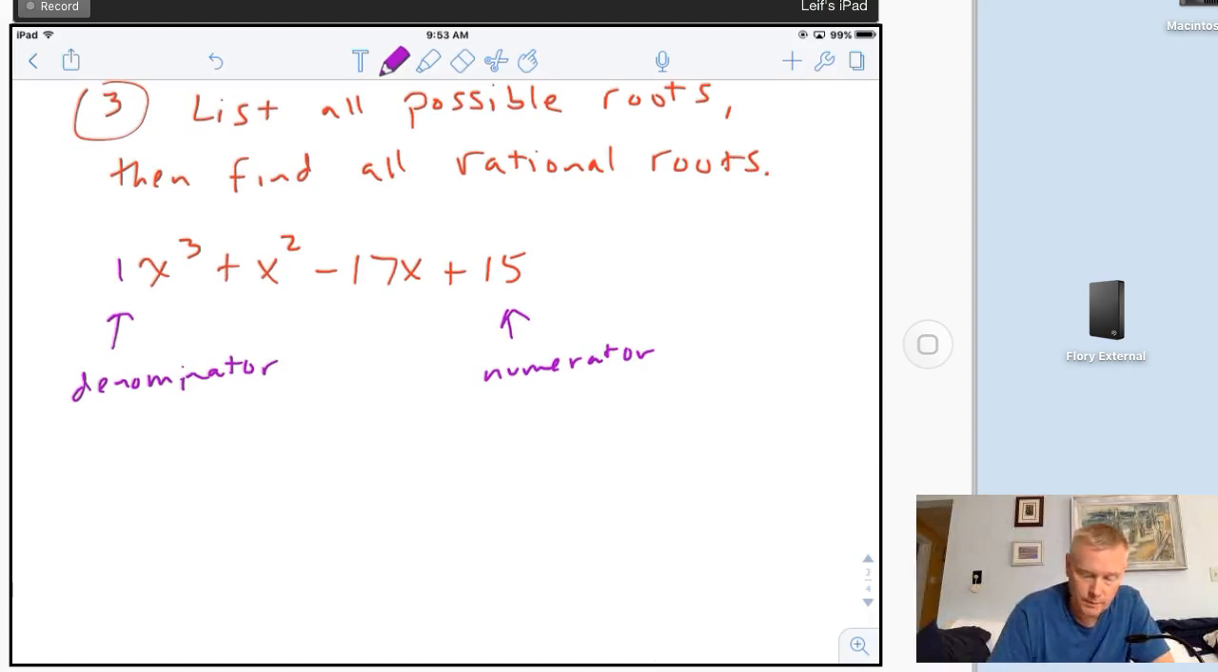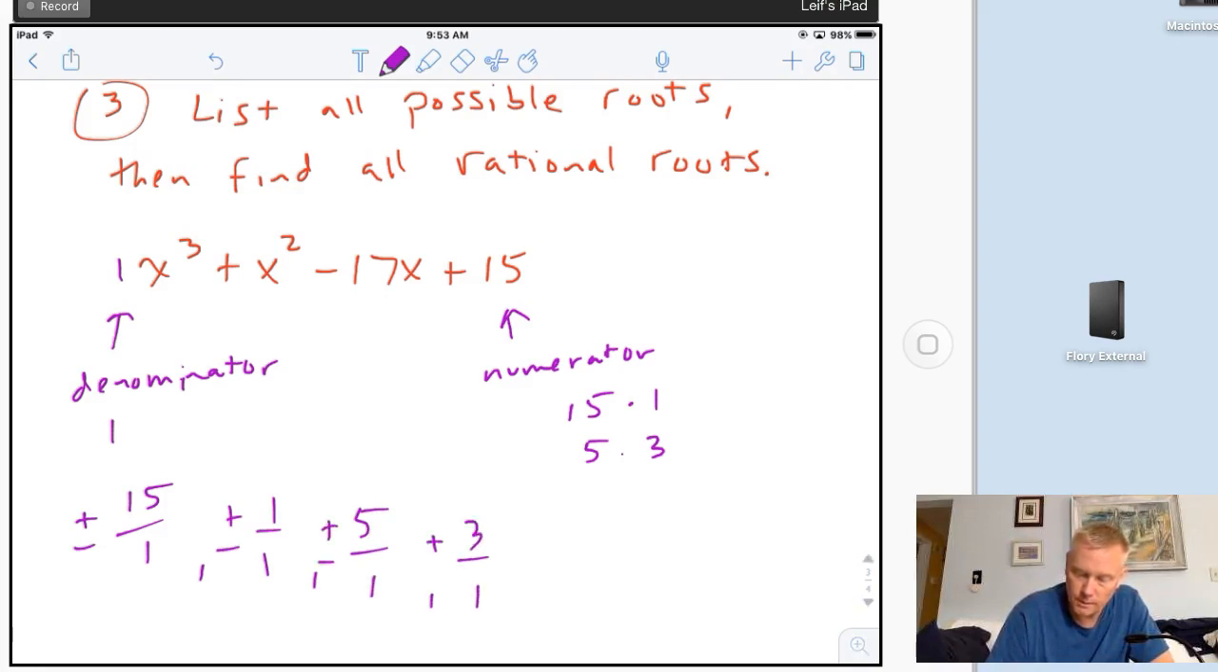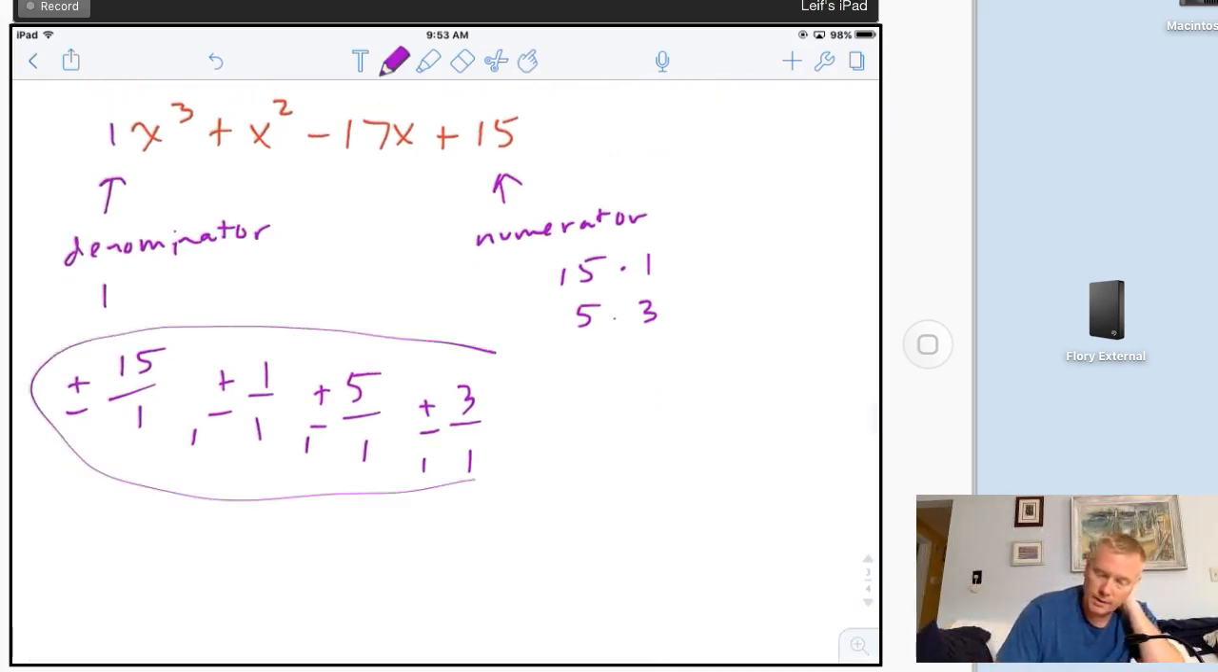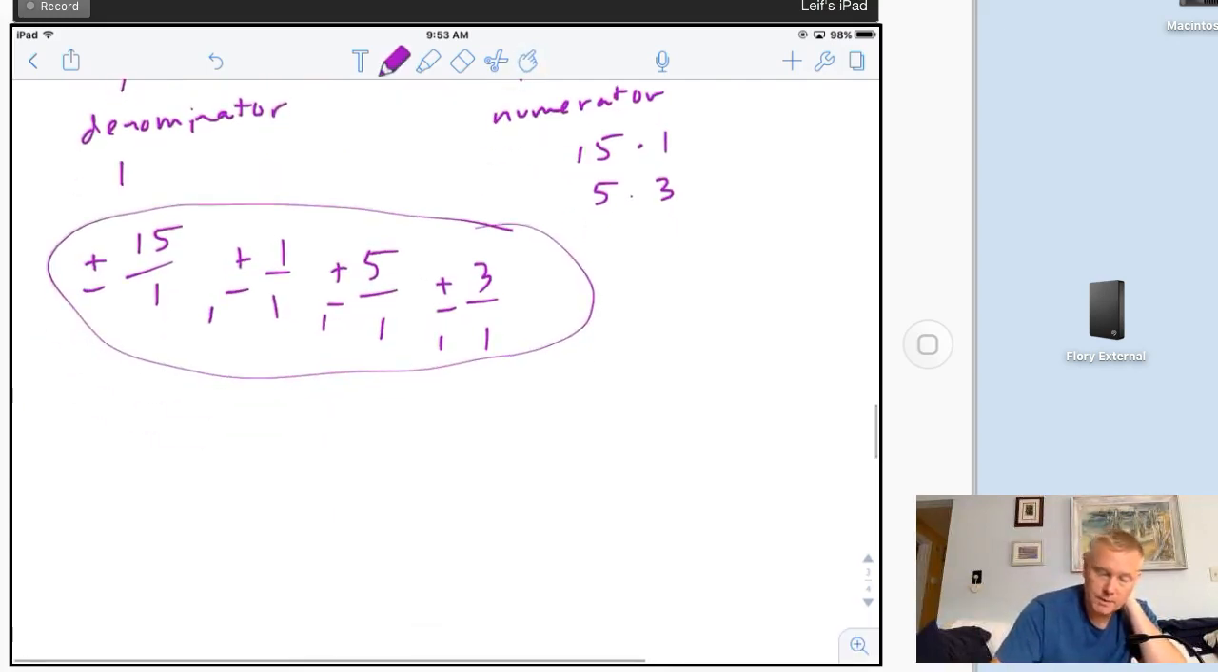So now I'm going to go, factors of 15 are 15 and 1, 5 and 3. Over here is just 1. So I got 15 over 1 plus or minus 1 over 1, don't forget the 1, 5 over 1, and 3 over 1. So I got 8 of them again. And once again, I'm fine with that being written like that. I know that's 8 things as long as you do. You got to put the plus or minus there. All right, so now I got to find the possible roots here.